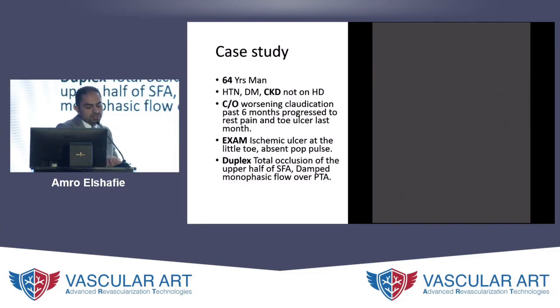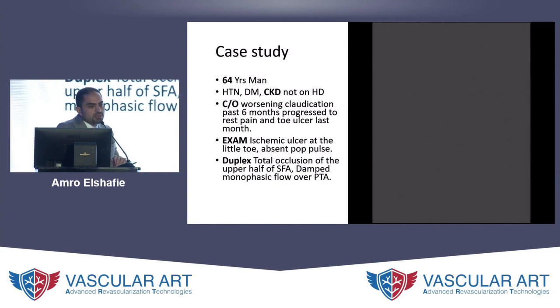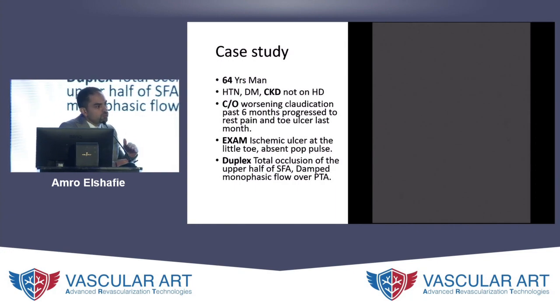It was done last week. A 64-year-old man, hypertensive, diabetic, with chronic kidney disease, not on hemodialysis, presented with worsening claudication that led to tissue loss. The duplex revealed a total occlusion from the beginning of the SFA.